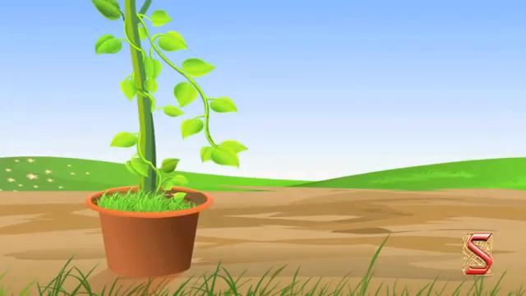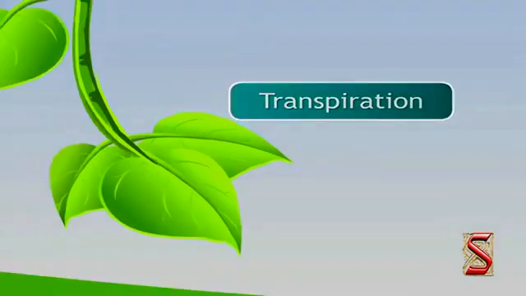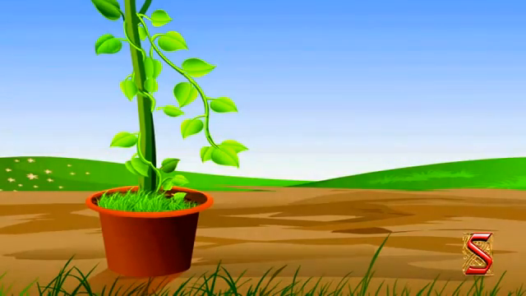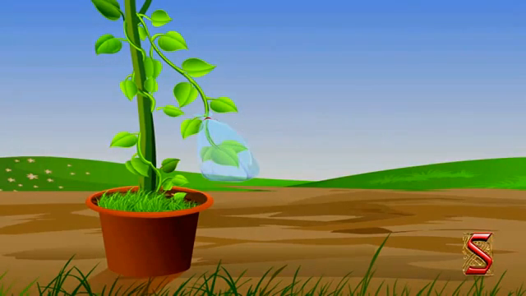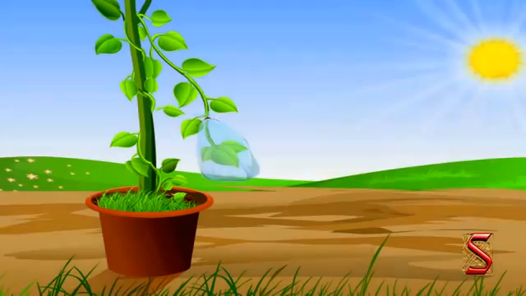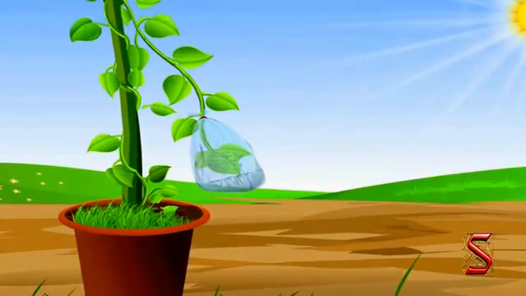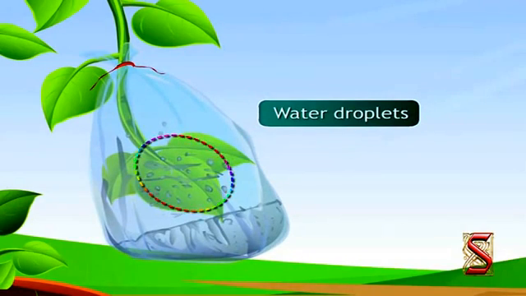The next important function of the leaf is transpiration. Take a potted plant. Cover its leaves with a clean and dry polythene bag and keep this plant under direct sunlight for 1 day. Next morning, carefully observe the polythene bag. You will see small water droplets on the inner surface of the polythene bag.